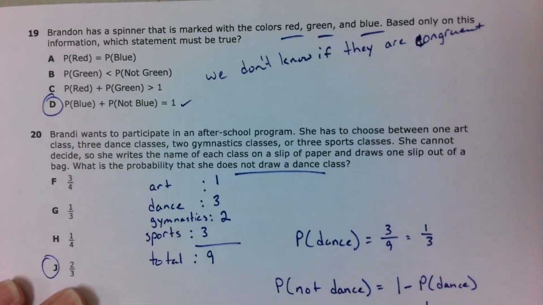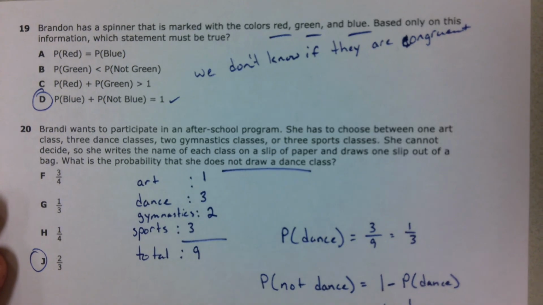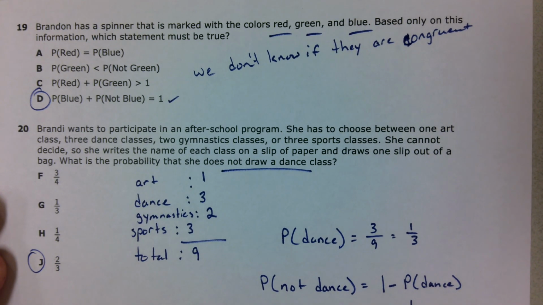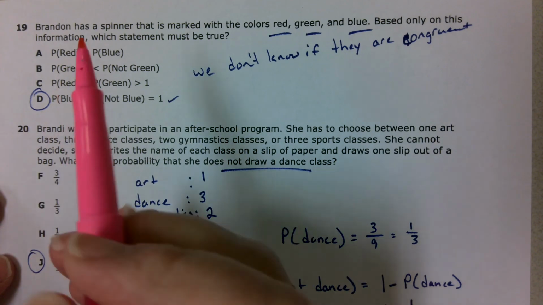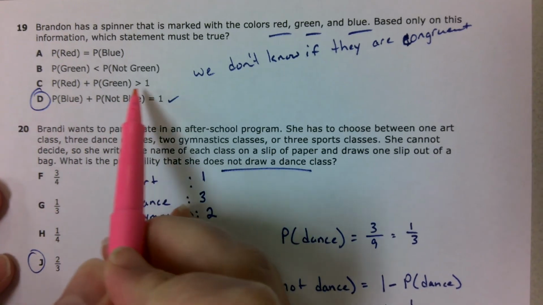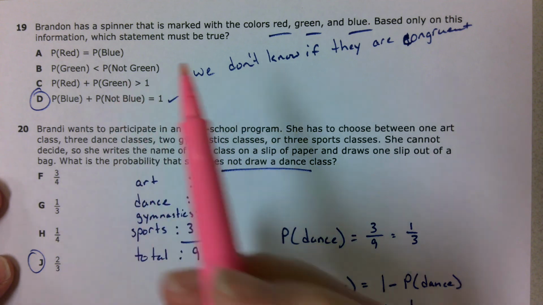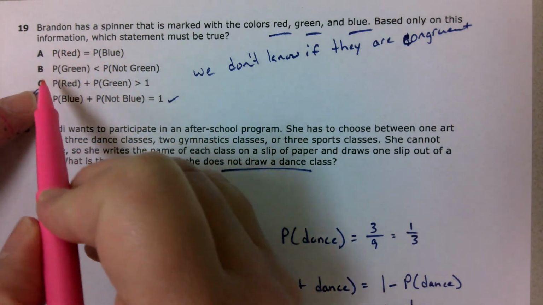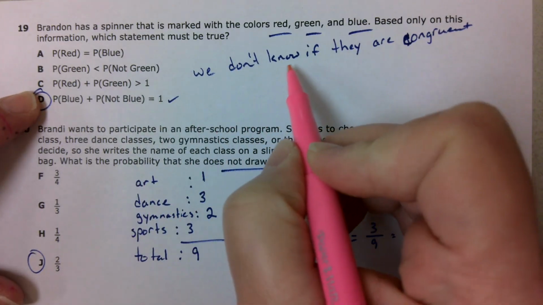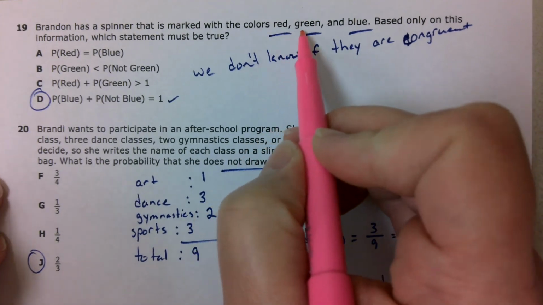All right, number 19. Brandon has a spinner that is marked with colors red, green, and blue. Based on this information, which statement must be true? So pretty much A through C, we don't have enough information to answer any of those three, because we don't know about the sizes of these red, green, and blue.